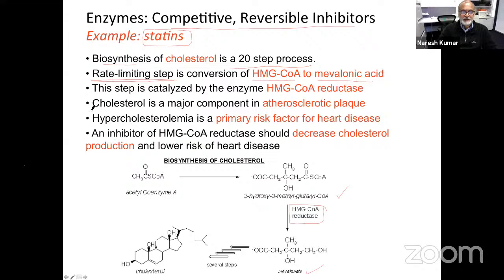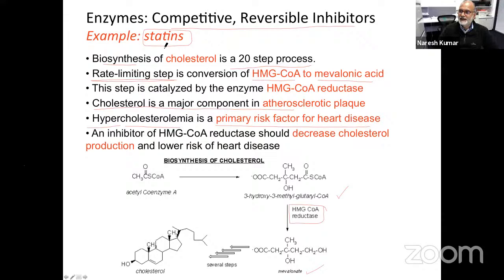And cholesterol is a major component of atherosclerotic plaque. That's the plaque which blocks the arteries in heart patients. And hypercholesterolemia, meaning increased cholesterol level in the blood, is a primary risk factor for heart disease. So whenever people go for a health check, they normally look at how much cholesterol is present in the body. And if the cholesterol is high, the doctor will say, watch out, you should reduce all the greasy food you're eating. And in many cases, they will prescribe these statins, and the statin will reduce the cholesterol level.